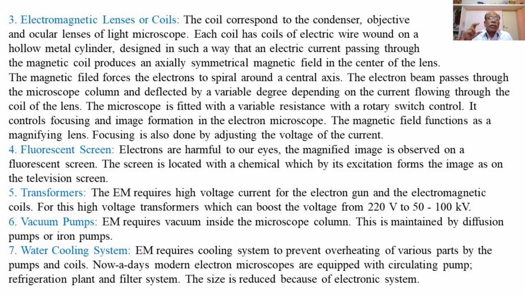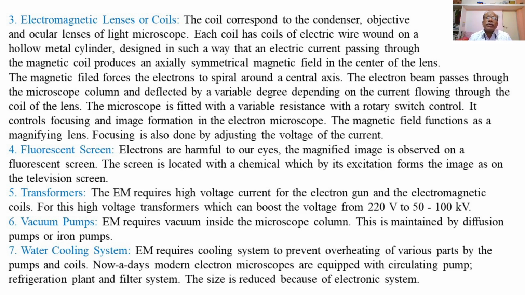So, to provide high voltage current to the electron microscope, transformers are used together with the electron microscope so as to boost the voltage from 220 volt to 50 to 100 kilovolt. So transformers are also accompanied with the electron microscope so as to supply high voltage current to the electron gun and the electromagnetic coils of the electron microscope.